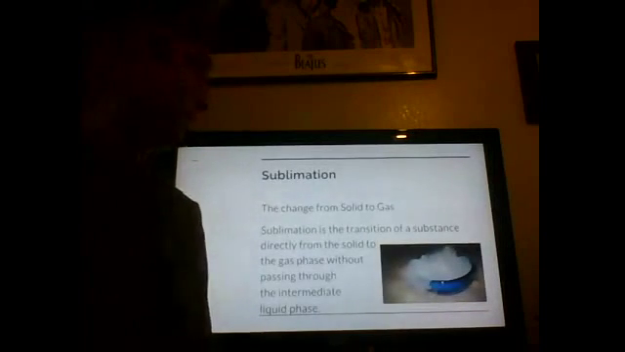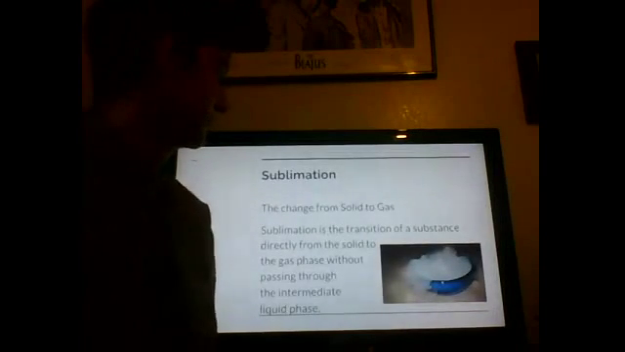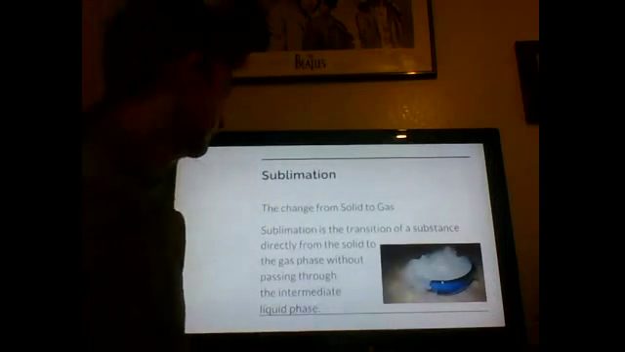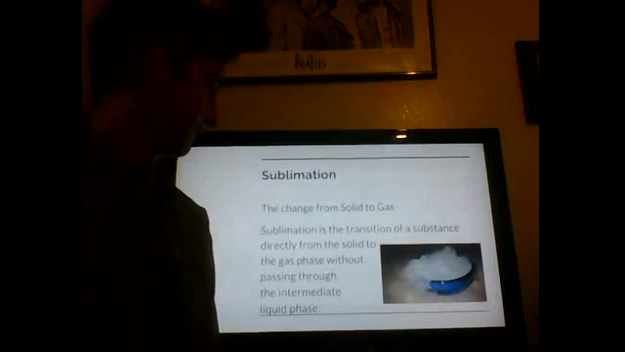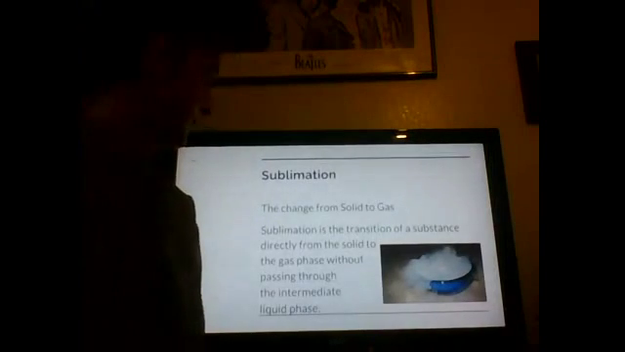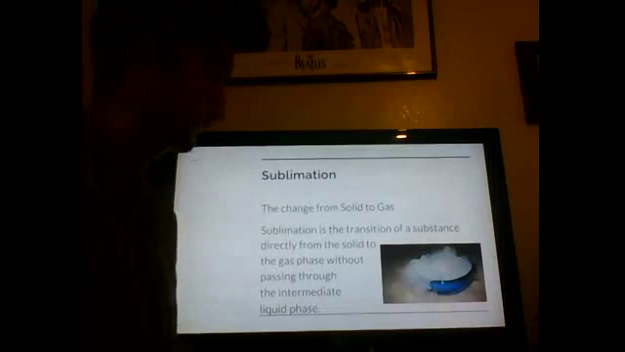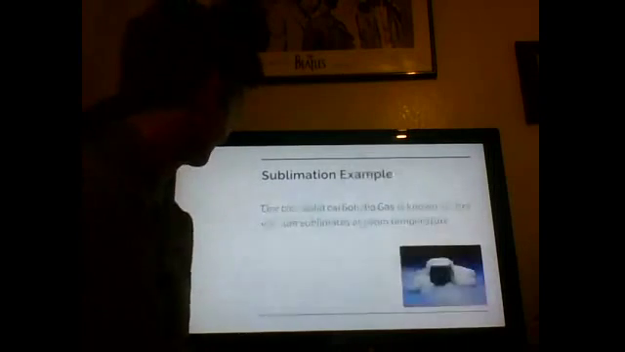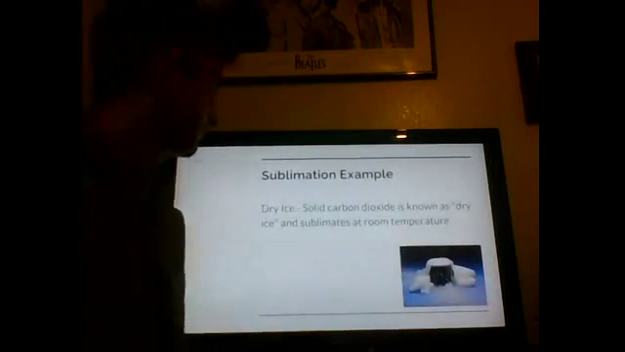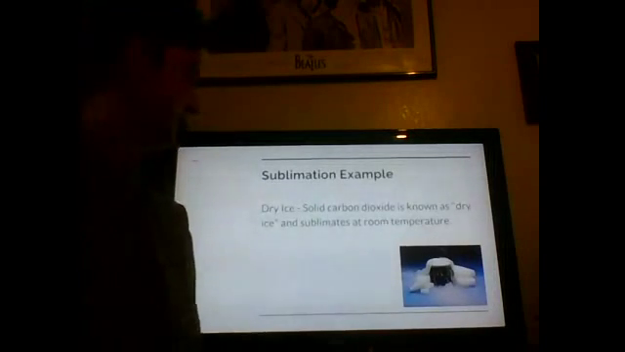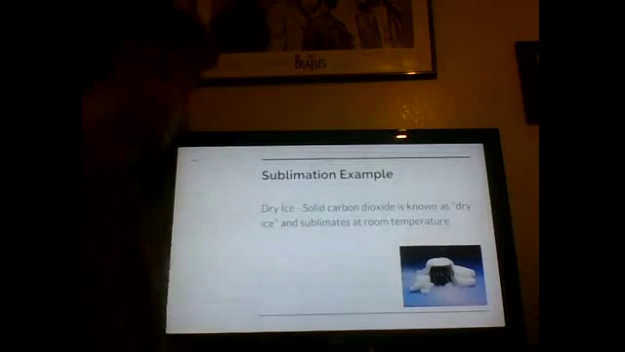Next, we have sublimation. Sublimation is a change from a solid to a gas. Sublimation is the transition of a substance directly from the solid to the gas phase without passing through the intermediate liquid phase. An example of sublimation would be dry ice. Solid carbon dioxide is known as dry ice, and it sublimates at room temperature.